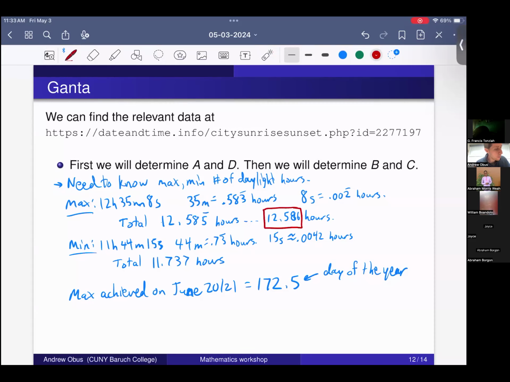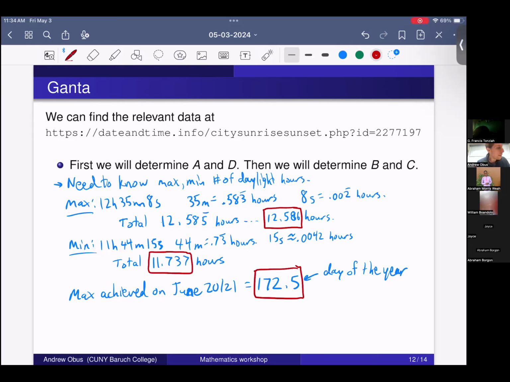12.586 hours. And then doing the same thing for the minimum, which was 11 hours, 44 minutes, 15 seconds. And we converted everything to decimals. And so the minimum length of a day was 11.737 hours. And then we also saw that the maximum was achieved on June 20th, 21st. So that was on the 172.5 day of the year.